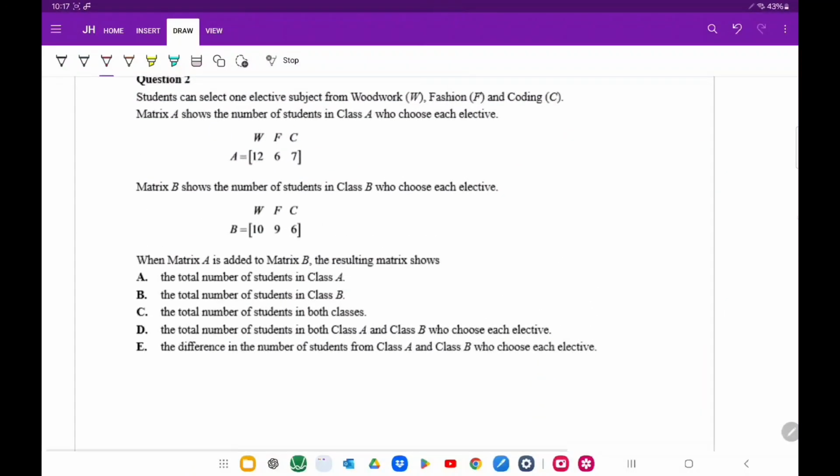Look at question 2. Question 2 says students can select woodwork, fashion, coding. Matrix A shows the number of students who choose each elective. When A is added to matrix B, what does the information show? In this case, we've got D, the total number of students in both classes A and B who choose each elective in this case.